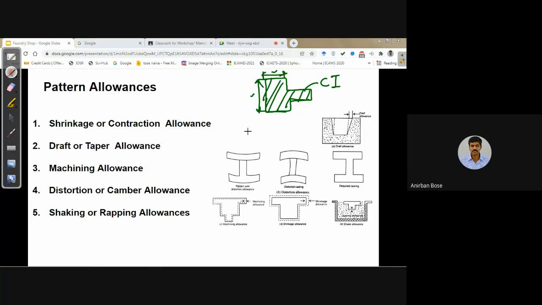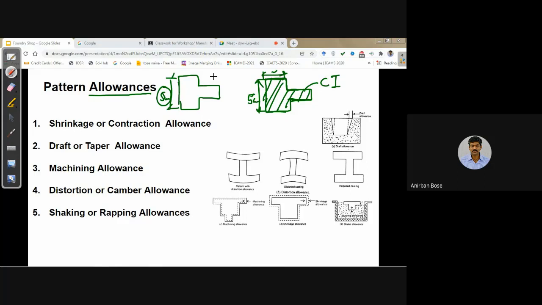So the first step, you know, is that we have to make a pattern of the similar shape, maybe made of some soft material or whatever. So the question is, when you prepare the pattern, which is made of wood, will it be exactly the same shape and size as this or not? Suppose this length is, say, 5 centimeters. Now for the pattern that you want to make, will this dimension be exactly 5 or will it be different from that? So here the question of allowances comes into the picture.